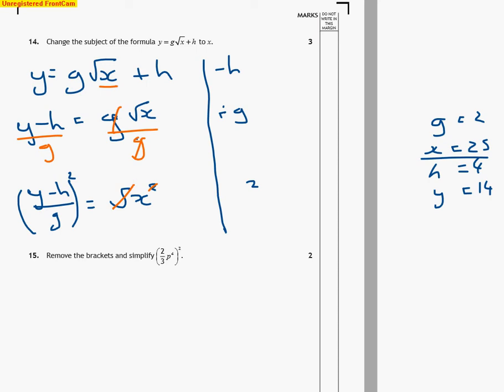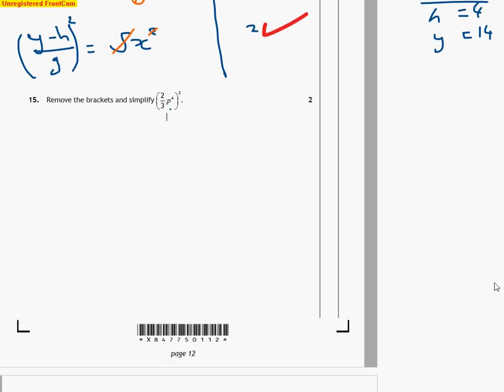Okay. So the marking scheme is very straightforward. You got a mark for the h, a mark for the g, and a mark for the squaring. Okay, indices. Firstly, let's just quickly go through some of the indices rules.